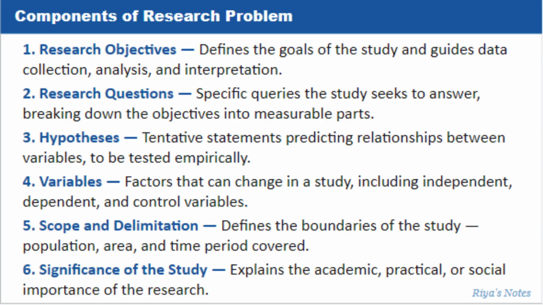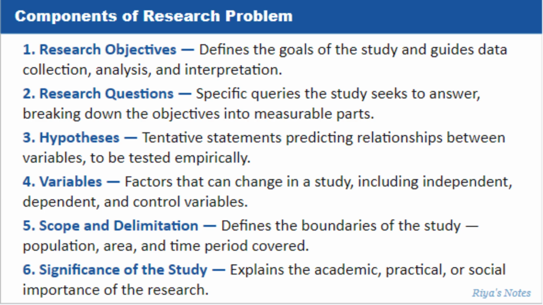Components of research problem. 1. Research objectives. Defines the goals of the study and guides data collection, analysis, and interpretation. 2. Research questions. Specific queries the study seeks to answer, breaking down the objectives into measurable parts. 3. Hypotheses. Tentative statements predicting relationships between variables to be tested empirically.